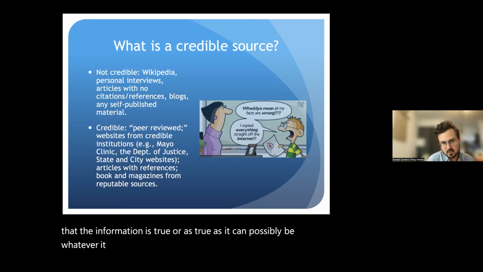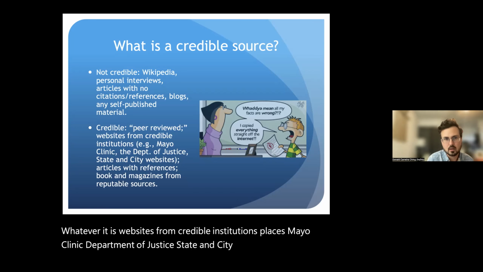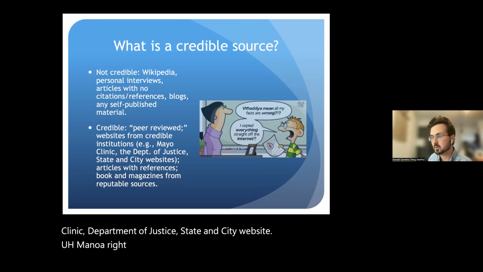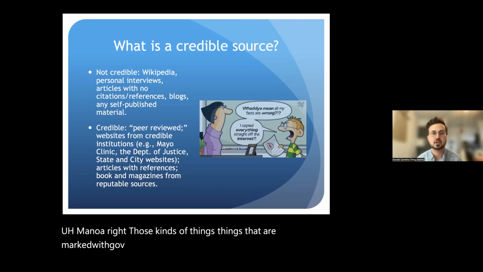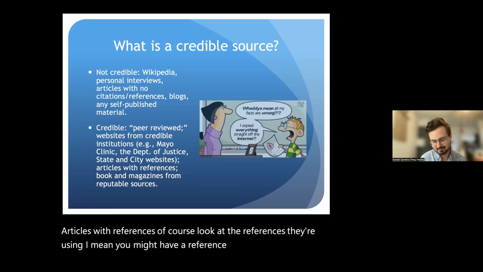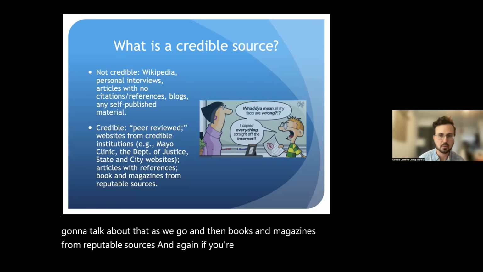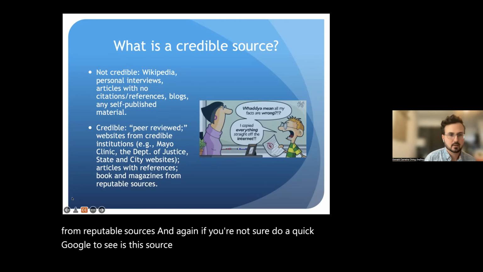Websites from credible institutions, places like Mayo Clinic, Department of Justice, state and city websites, UH Manoa, right? Things that are marked with .gov or .edu are generally credible, generally reliable. Articles with references. Of course, look at the references they're using. You might have a reference list there, but we'll talk about that as we go. And then books and magazines from reputable sources. And again, if you're not sure, do a quick Google to see, is this source credible.